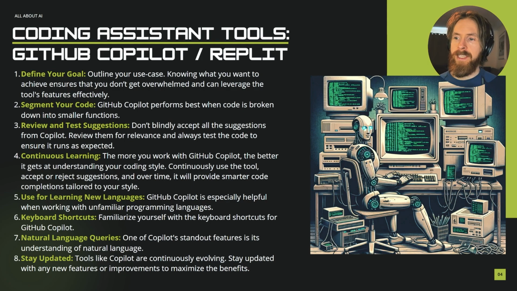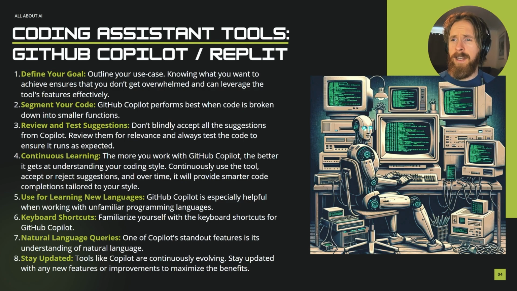Natural language queries. One of Copilot's standard features is its understanding of natural language. Yeah, we know that. Stay updated. All these kind of coding assistant tools is constantly evolving, so you gotta stay updated with new features to kind of maximize the benefits. All of this kind of relates the same to Replit AI. I didn't specifically mention them in these notes, but it's kind of the same thing, as you will see soon. But there are some differences the way I use it, so I'm going to show you that.